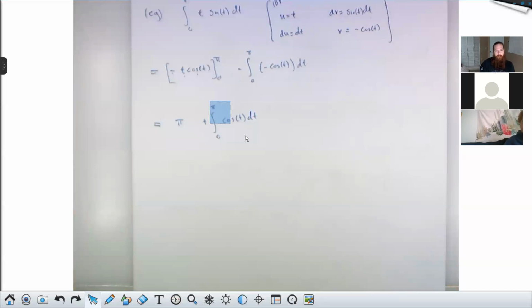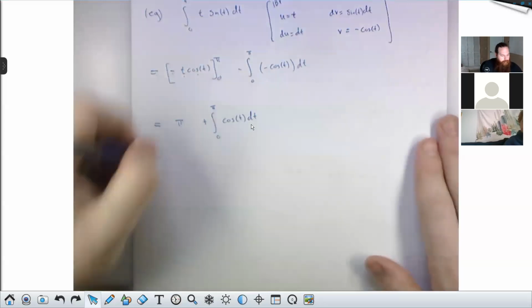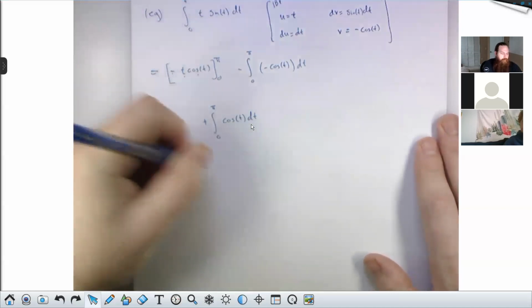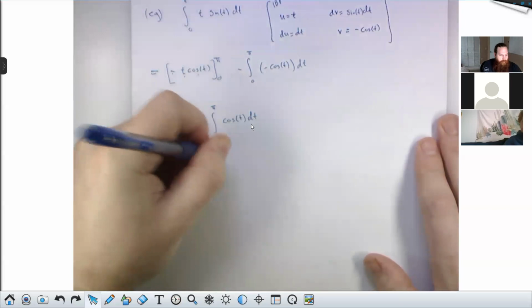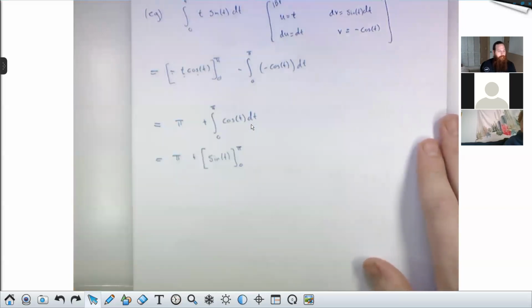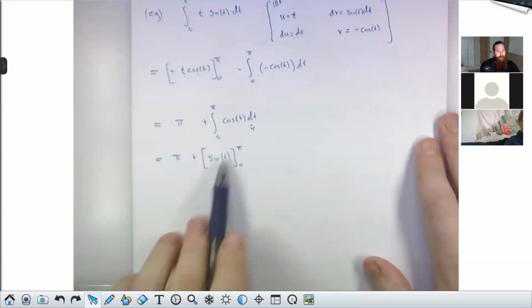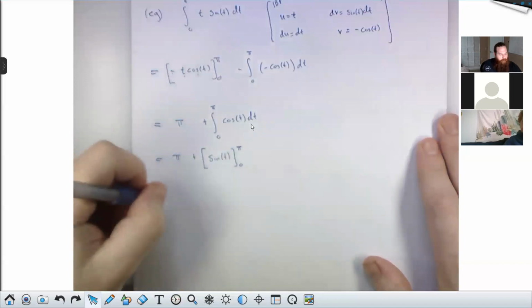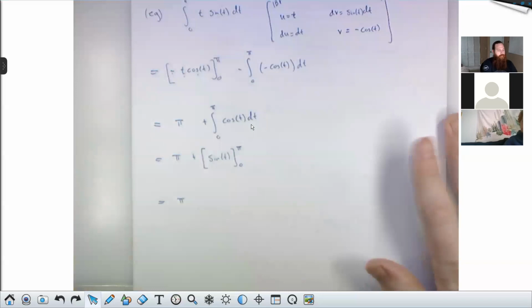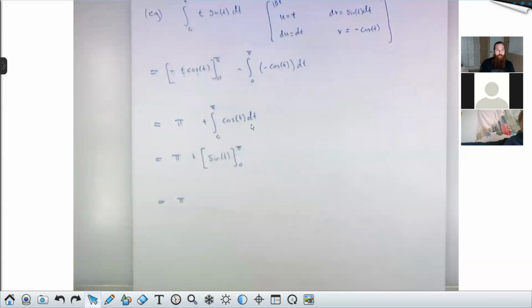And then finally, I want to go ahead and do this guy. So what's an antiderivative for cosine? Oh, sine. So this will be pi plus sine t evaluated from 0 to pi. And this is the sine of pi minus the sine of 0, both of which are 0. All right, the sine of pi is 0, and the sine of 0 is 0, so this whole apparatus is just pi.